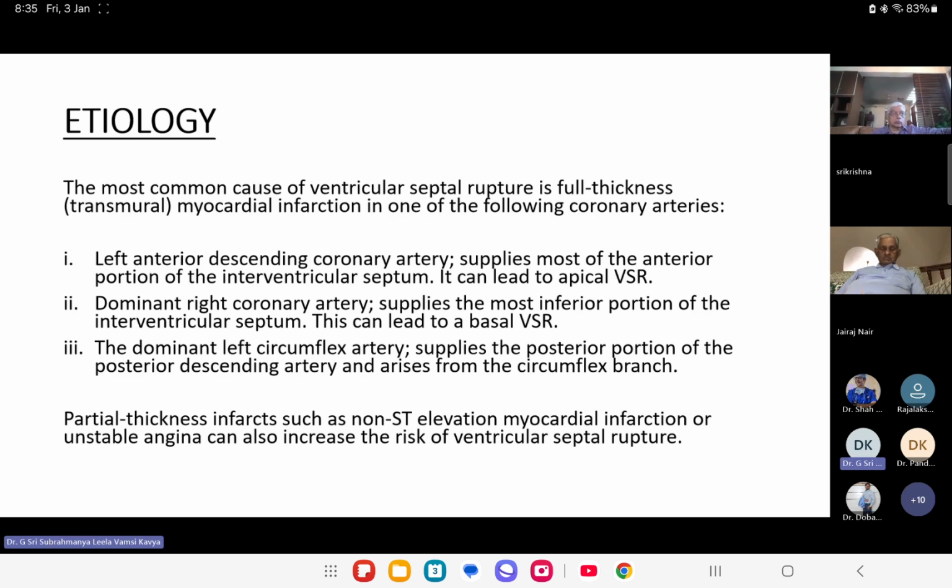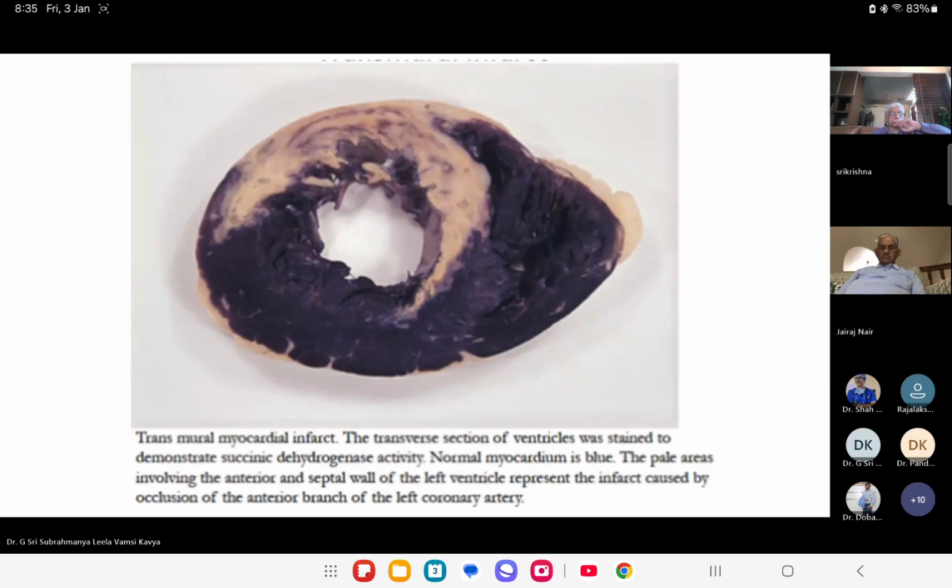The dominant left circumflex artery supplies the posterior portion of the septum through the posterior descending artery, which arises from the circumflex branch. Partial thickness infarcts such as non-ST elevation myocardial infarction or unstable angina can also increase the risk of ventricular septal rupture. This picture depicts a transmural myocardial infarct. It is a transverse section of the left ventricle. The blue color part depicts a normal myocardium, and the pale yellow color tissue is the infarcted area, which is in the anterior and the septal portion.